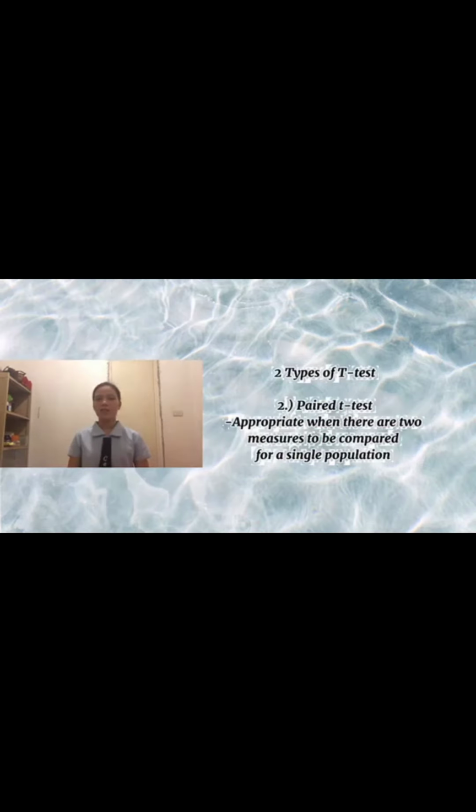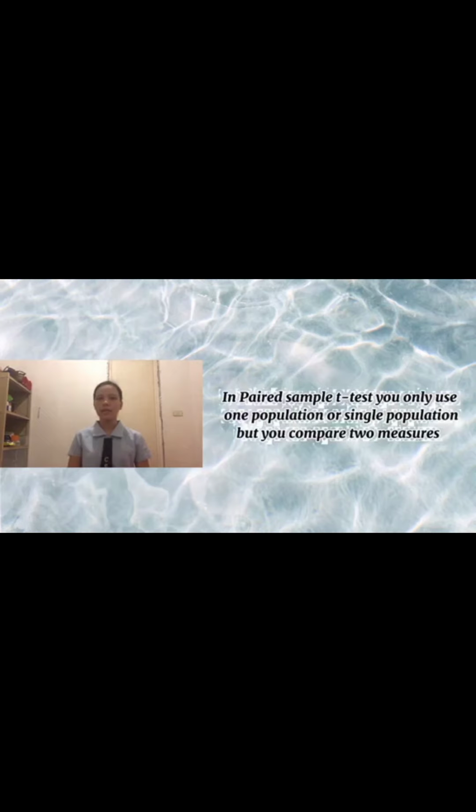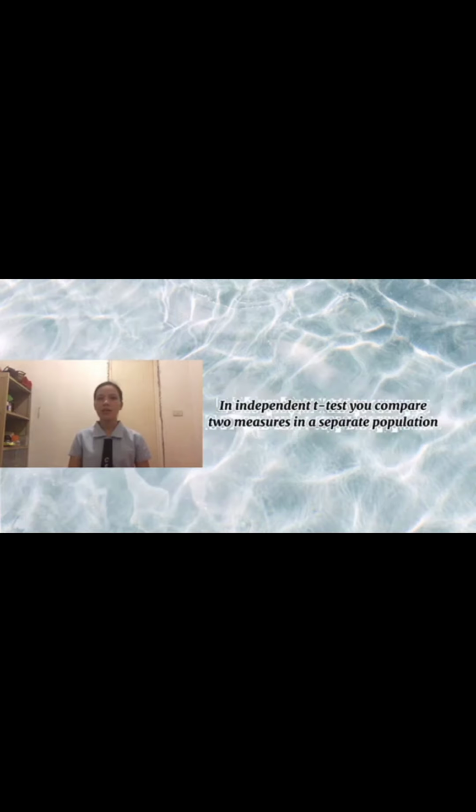Second is paired sample t-test, appropriate when there are two measures to be compared for a single population. In paired sample t-test, you only use one population or single population, but you compare two measures. In independent t-test, you compare two measures in a separate population. T-test and ANOVA are used to compare, meaning to say we are looking for significant difference, but correlation is different. It allows an examination of the relationship between variables.